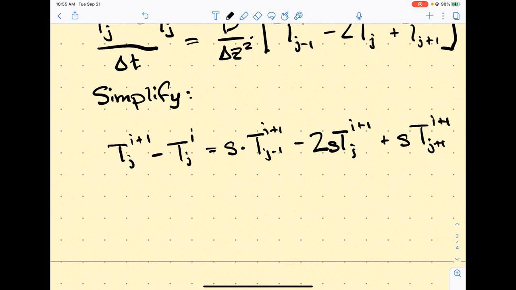So now what we have is a whole bunch of temperatures at the next time step and only one temperature at the previous time step. So I'm now going to rearrange my equation such that all my T's at time i are on one side of the equation and all my T's at time i plus one are on the other side. And if I get the math wrong here, please let me know, because I'm doing algebra on the fly, and algebra was like, what, eighth grade? Okay.